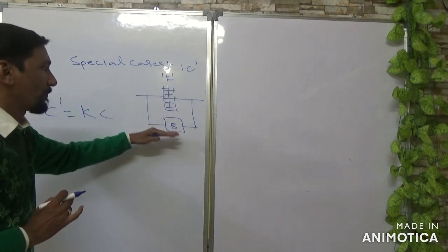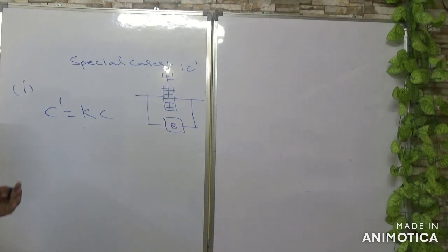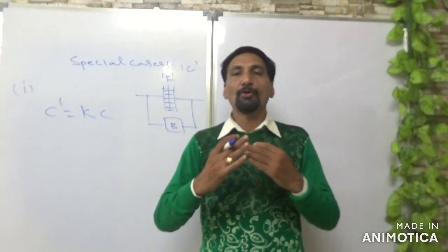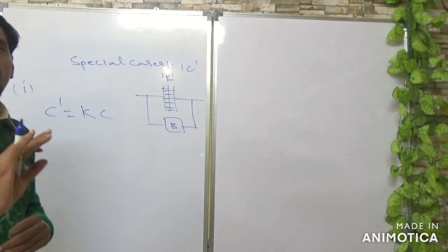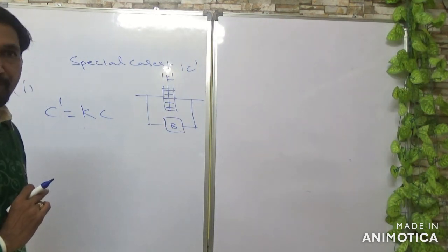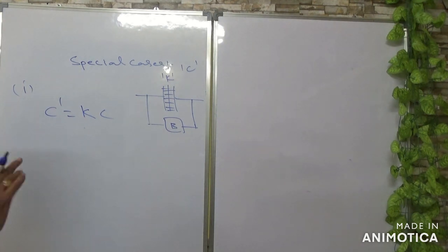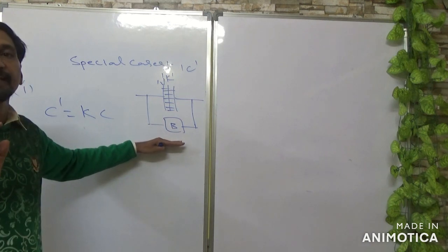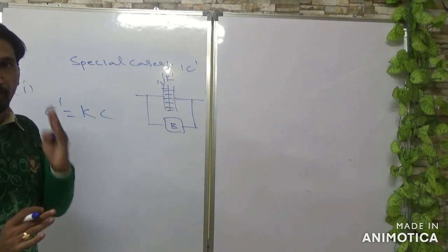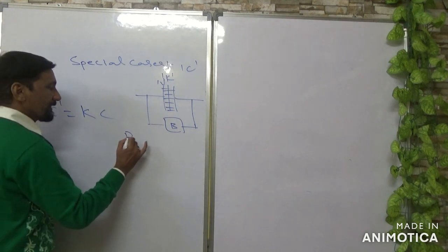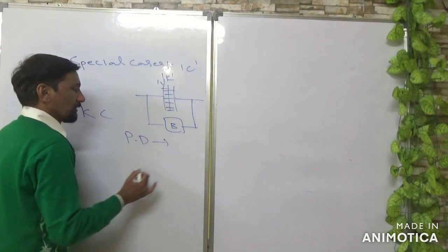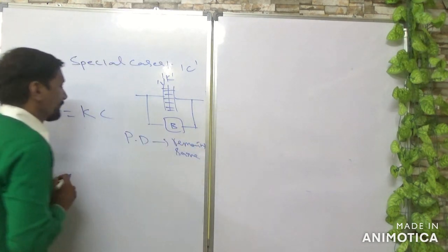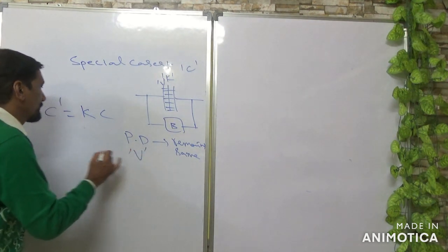So it is connected to a battery. That means it will go on charging. That means Q is changing. But there is no change in the potential difference between the ends of the battery or between the plates of the capacitor. The potential difference remains the same because they are in parallel combination. So PD, the potential difference, remains the same.